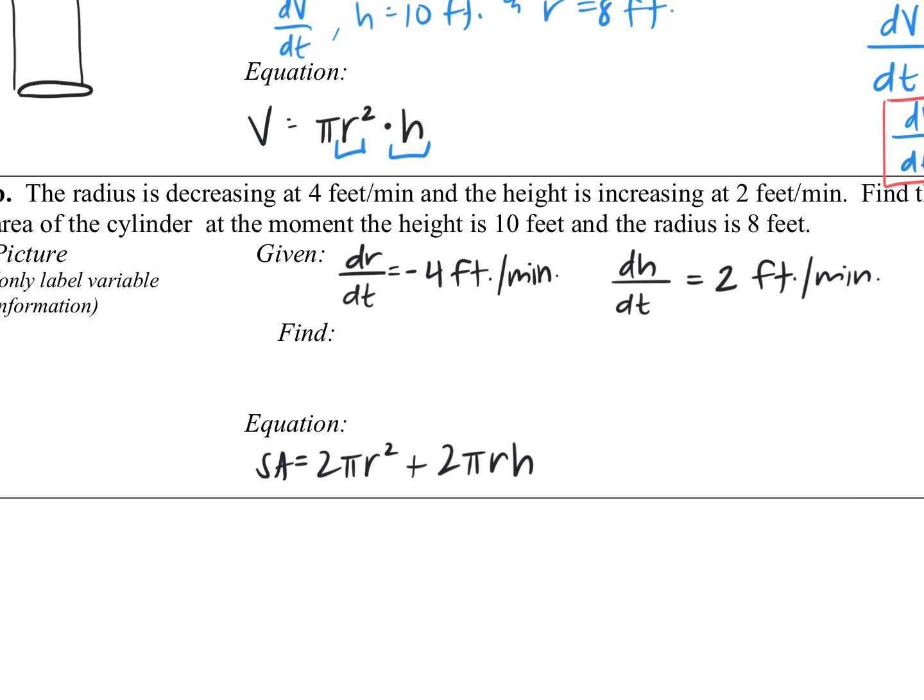And I want to find the rate of change of surface area. So I want to find, I'm just going to label it dSA over dt, our surface area. Or you could just say dA over dt. So we're finding that when the height is 10 and the radius is 8 feet.